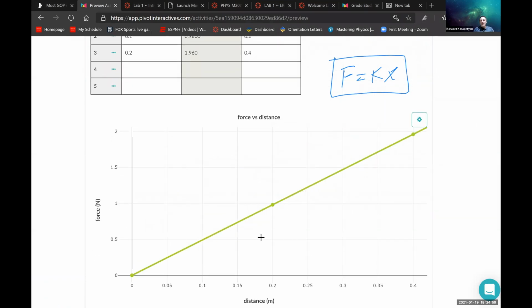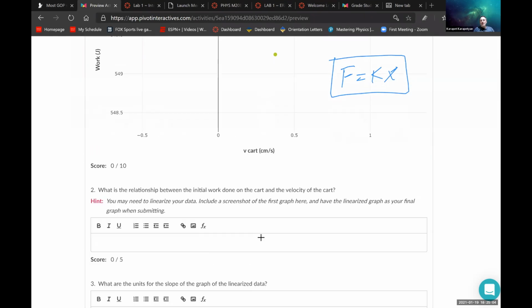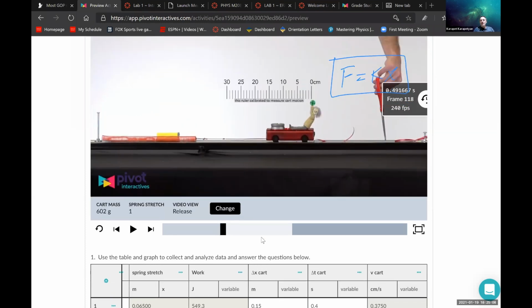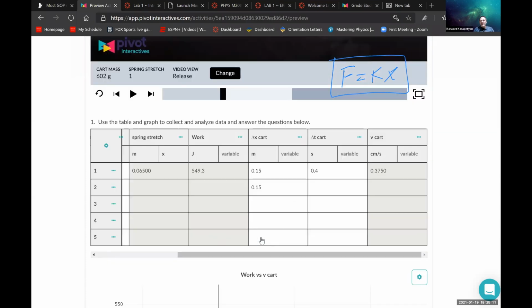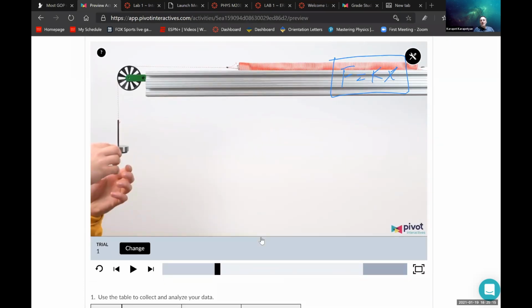All right. That means this lab basically has two parts. One, exploring the relationship between work and kinetic energy, or work and speed, using this experiment. The second one, finding the spring constant K, using the Hooke's law experiment. Any questions?